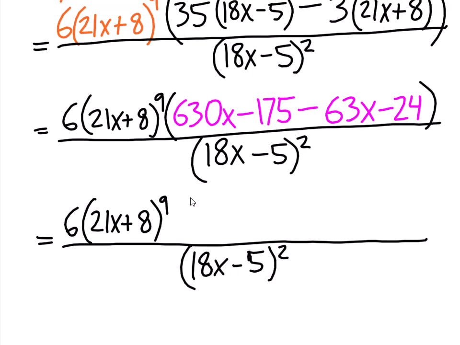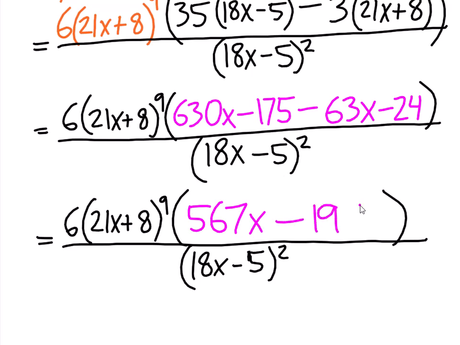we'll get into later. All right, inside the big parentheses here, if I combine 630x minus 63x, that is 567x minus 175, and then minus 24 combines to minus 199. And this is pretty much simplified. The only thing we should consider doing, if possible, is checking to see if there's any factor that can come out of 567x and 199.